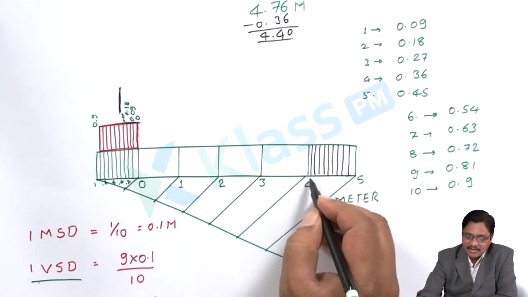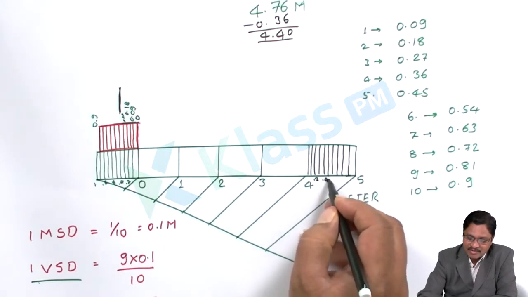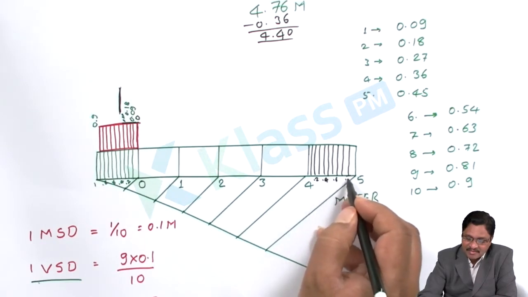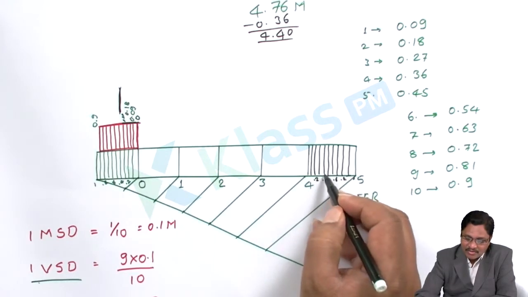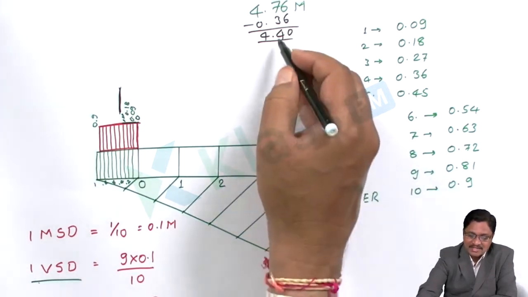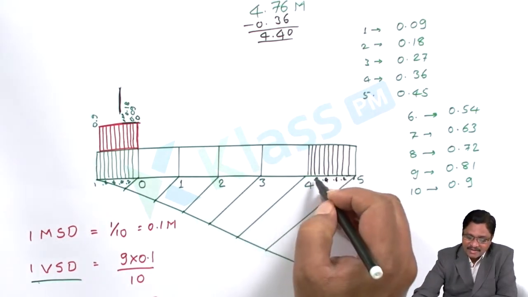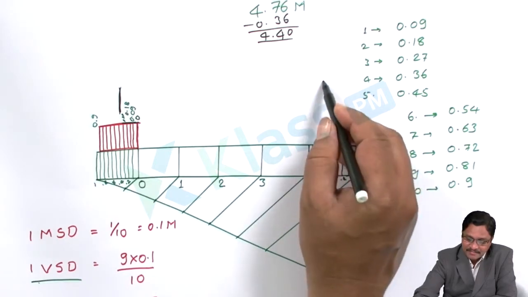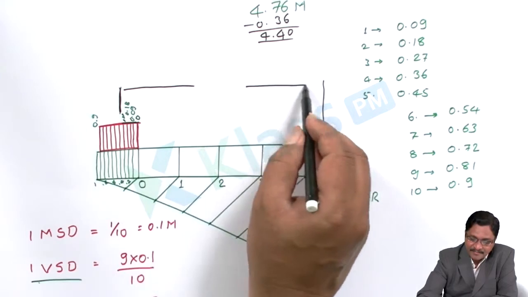So what is each division value? This is 0.1, 0.2, 0.3, 0.4, 0.5, 0.6, 0.7, 0.8, 0.9. That means 1, 2, 3, the fourth division I can consider, because I require 4.40 as the required value. So I have to take exactly the fourth line as my reference. This one. Now show the dimension.